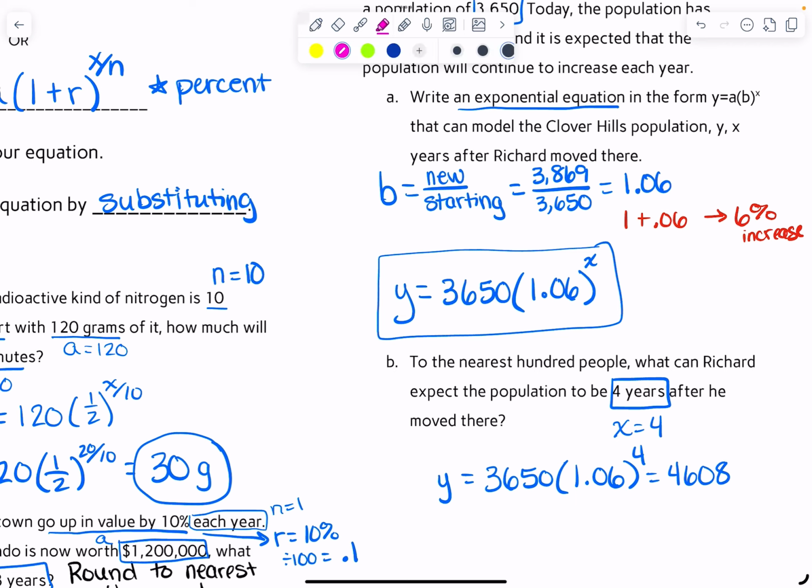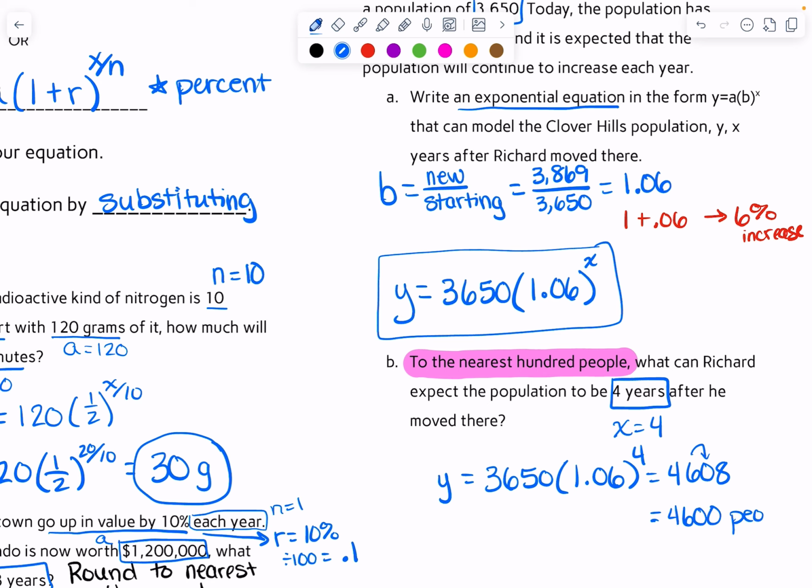However, this is specifically asking us to the nearest 100 people. So I need to round this because I have ones in this answer, and it wants me to stop at the hundreds. So if I look at the hundreds here, the 6, a 0 comes after the 100. So we're going to round this to 4,600 people. So after 4 years, Richard can expect the population to be about 4,600 people.